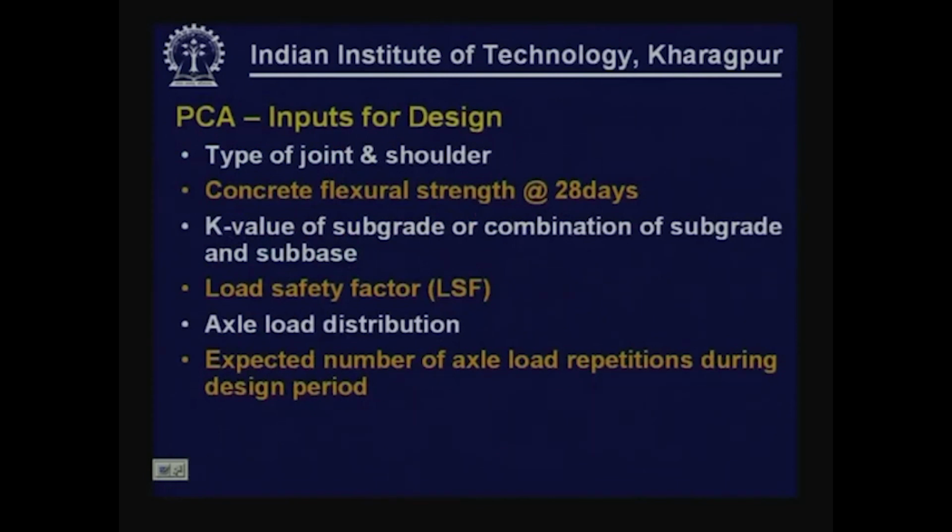The other inputs that are required for design are, what is the type of joints that is provided, what is the type of shoulder that is there, concrete shoulder, unpaved, tied concrete shoulder. So, PCA gives design provisions for different types of shoulders. Concrete flexural strength at 28 day has to be obtained, and the K value of subgrade or the combined modulus of subgrade reaction of subgrade and any granular treated or untreated base has to be available.